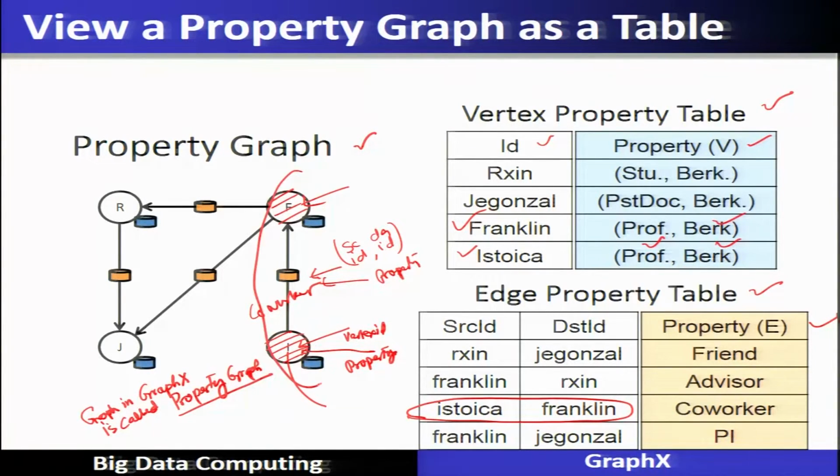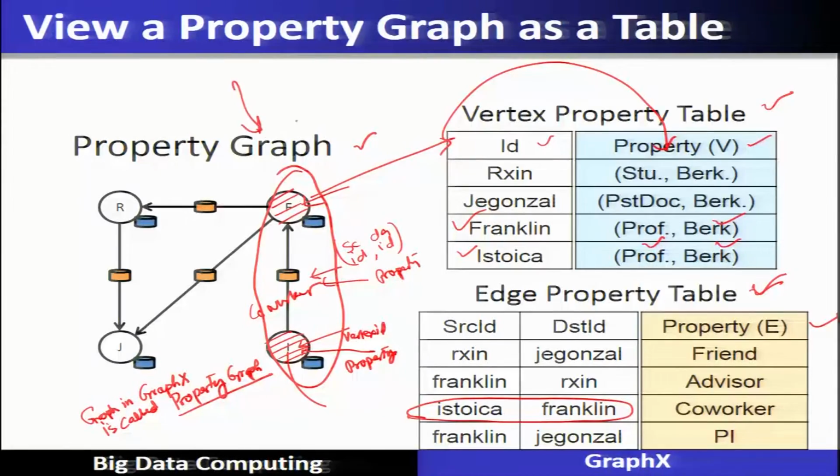So, we have seen that vertices have IDs and also a property, and we can represent the vertices in the form of a table which is called a vertex property table. Similarly, the edges are represented by source ID and destination ID, and every edge also has a property, and this edge property table contains the information about all the edges. So, the vertex property table and edge property table will form the representation of a property graph.